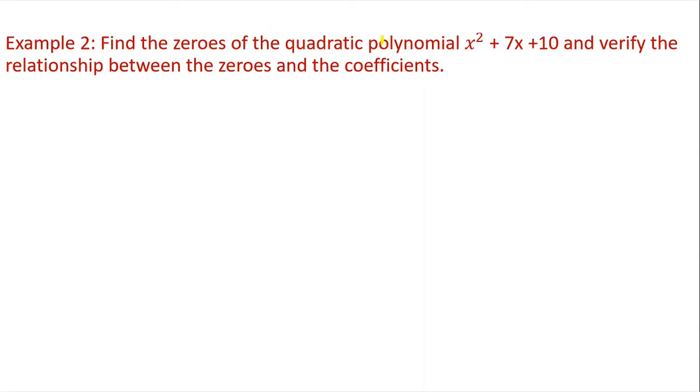Example 2. Find the zeros of the quadratic polynomial x squared plus 7x plus 10 and verify the relationship between zeros and the coefficients.